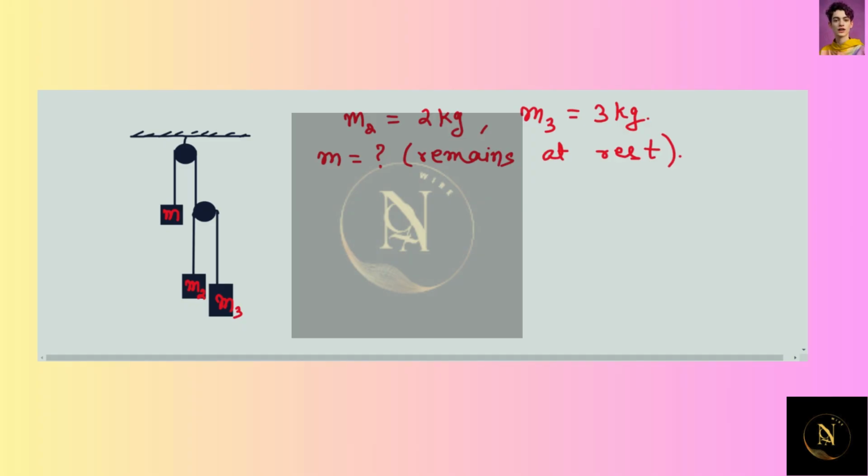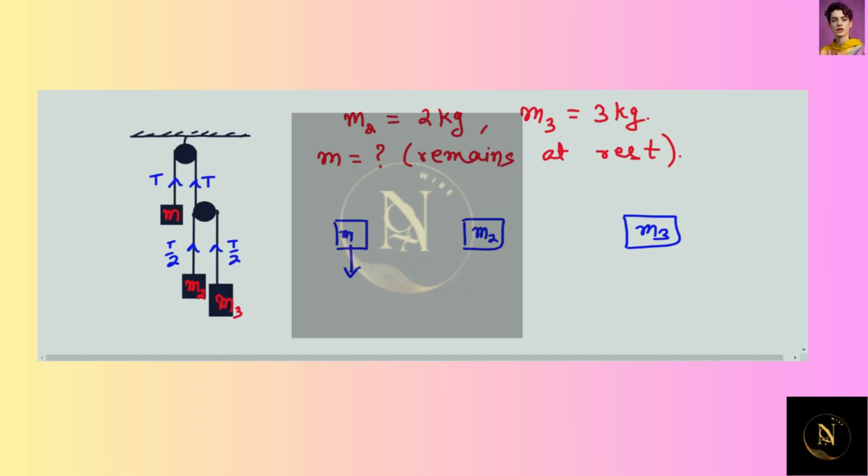So let us say the tension acting here is T. So here also T. But here the tension should be adding up to get the value T. So it will be T by 2 and T by 2. So we draw the free body diagram of this M1, M2, and M3. So here by the word M1 we mean this mass M, which is unknown here.